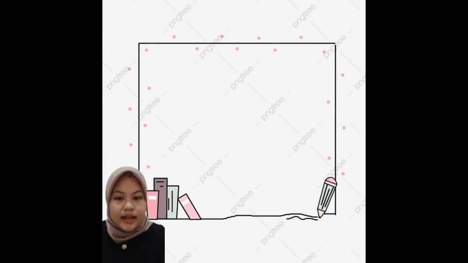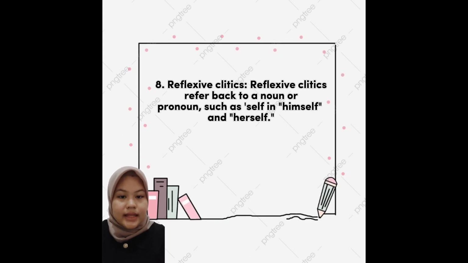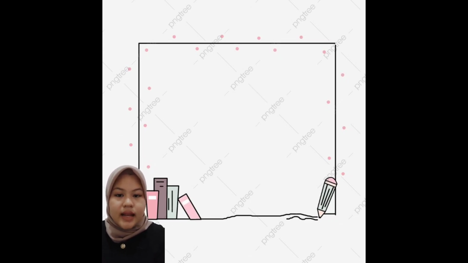Okay, the last category of clitics, reflexive clitics. Reflexive clitics refer back to a noun or pronoun such as self in himself and herself, or selves in themselves. Okay, some of these categories are excerpts from one of the blogs, namely studysmarter.com.